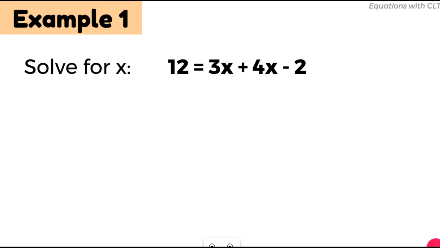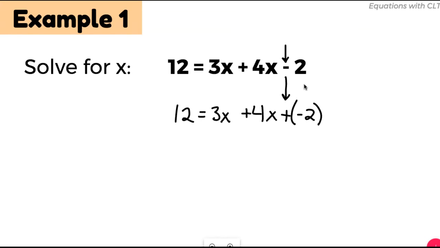So remember, step one is simplifying each side of our expression. Now, first thing we look for is this subtraction sign here. And we need to change that to addition, and the next number becomes the opposite, right? And I'm just going to copy down the rest of my equation. Okay, so don't forget our additive inverse still needs to happen.